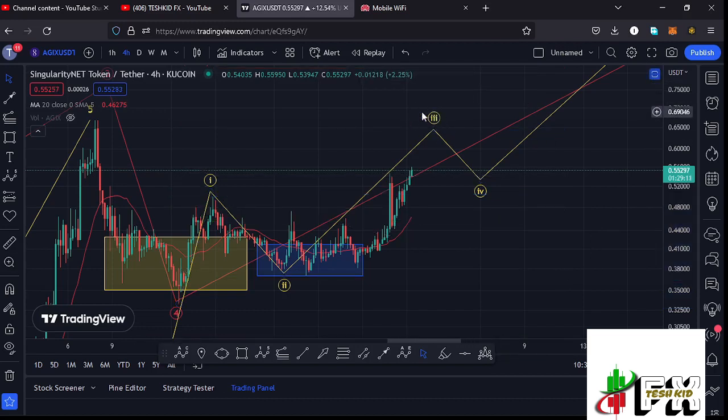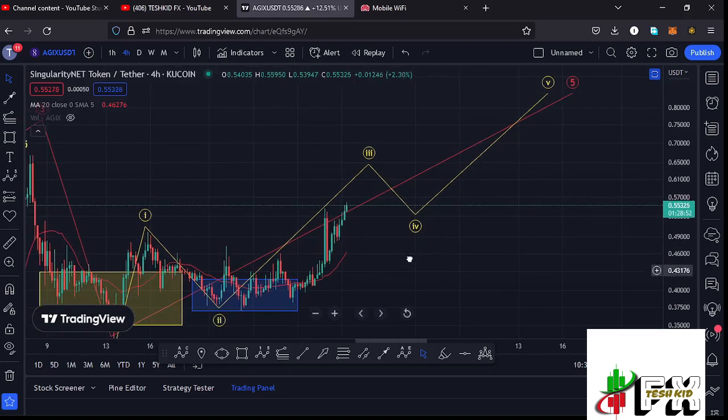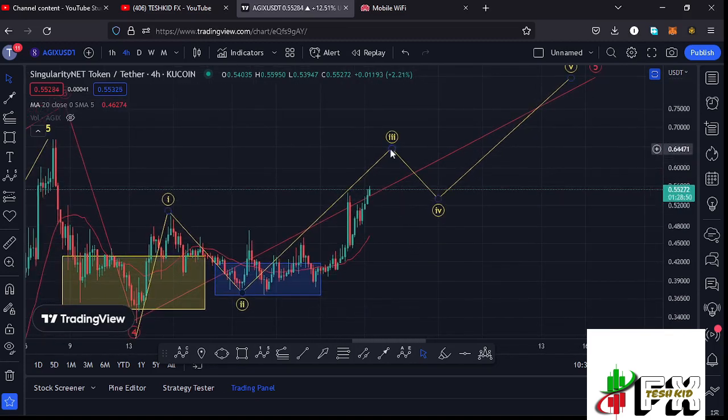And once we fully maximize our target areas, I'll be expecting a bit of a pullback in the formation of this wave 4, then continue gearing up in the formation of this wave 5 to fully maximize our target areas to the upside in the formation of these larger Elliot wave count 5 to the upside. So here on the AGIX chart, whatever I'm expecting next is that I'm expecting AGIX to fully maximize our target area at around the $0.64 mark in the formation of this wave 3, and also see a pullback in this wave 4, then continue pushing higher in the formation of that wave 5.